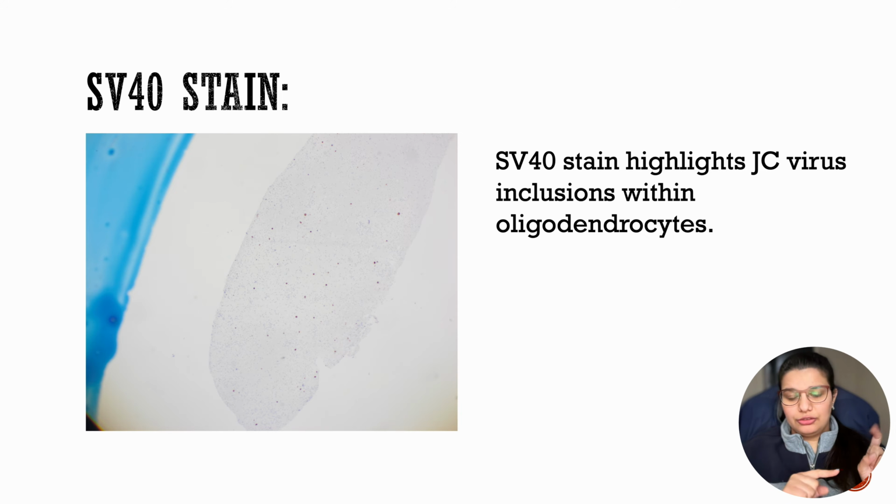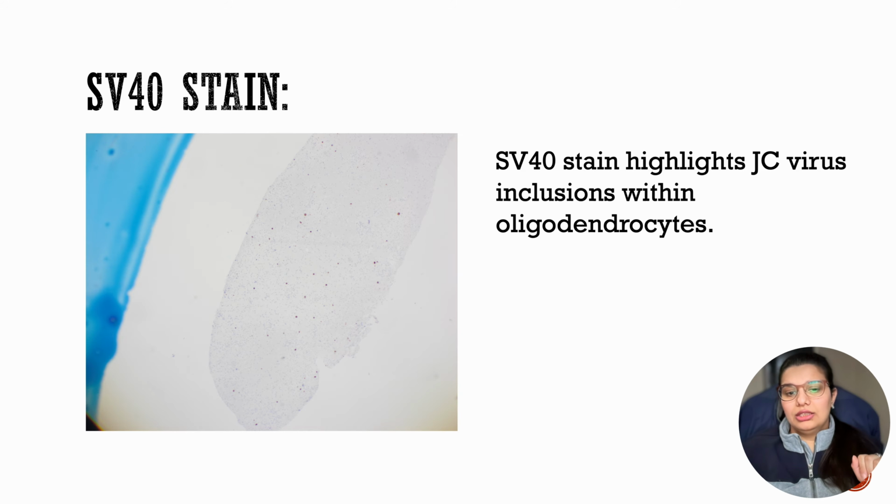So SV40, as I mentioned before, that was the next game changer. It crystal cleared the whole scenario: JC virus inclusions within the oligodendrocytes, and these brown dots are basically the viral inclusions within the oligodendrocyte. As I showed you before in the image, the oligodendrocyte with a large nucleus and those viral inclusions within it, that was basically JC virus. So SV40 confirmed our diagnosis. This patient was having JC virus infection causing progressive multifocal leukoencephalopathy, the cause of all the neurological symptoms the patient was having.